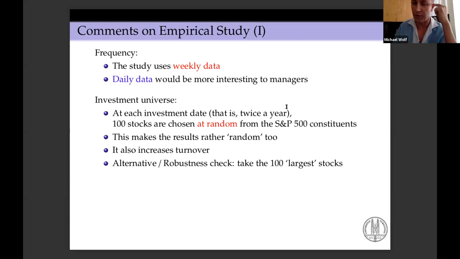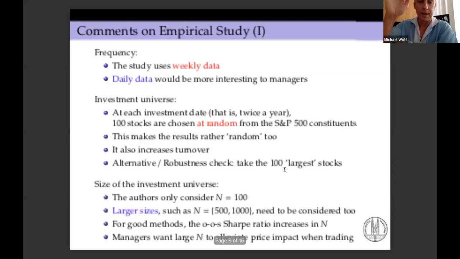It's not in the interest of reproducible research. Also, it increases turnover going from one investment period to the other. But to be more unique, well-defined, and reproducible, why not take the 100 largest stocks? Not random stocks, but the 100 largest are well-defined. Random really makes the results random and not easy to check.